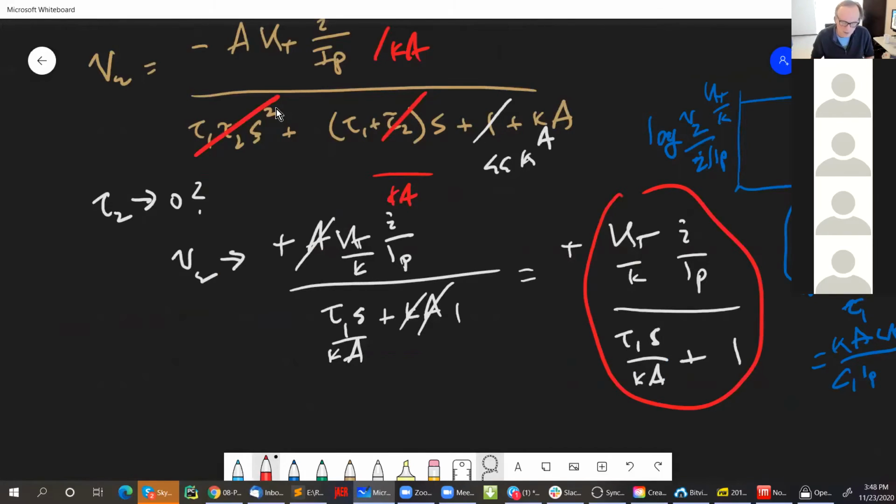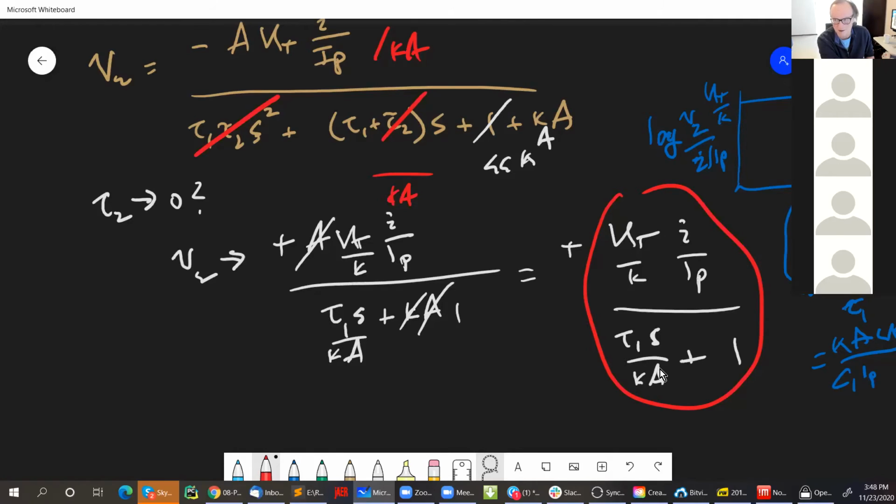And you find out that finally V2 is proportional to the small signal current divided by the DC level of the current times UT. So it's the thermal voltage. And in the bottom, you have tau 1s, that's the input time constant, divided by kappa A plus 1. So this is a low pass filter, right? It's tau s plus 1 form. But the time constant here is not tau 1 anymore. It's tau 1 divided by kappa A.